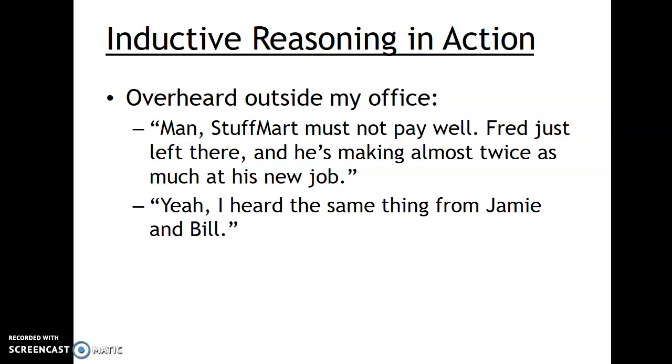Now, it might be slightly stronger inductive reasoning if you end up hearing the response. So somebody else ends up saying the same thing happened to a couple of other people. So now we've got three separate data points supporting the conclusion that Stuff Mart isn't a great paying employer, because now we've got more than just a single person. It might not just be an accident of one person who really sharpened their resume or did something that got them a substantial improvement in their employment prospects. So that is inductive reasoning. We made some observations, we drew a conclusion based on them.